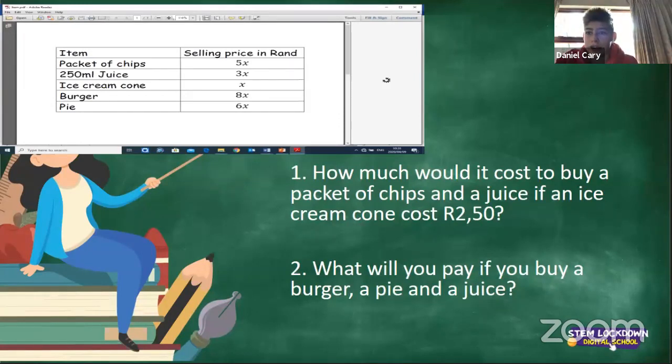You multiply 2 rand 50 with 5. So you can actually have 5 times 2 rand 50 plus 5 times 3, and thereafter you add them together, if you want.